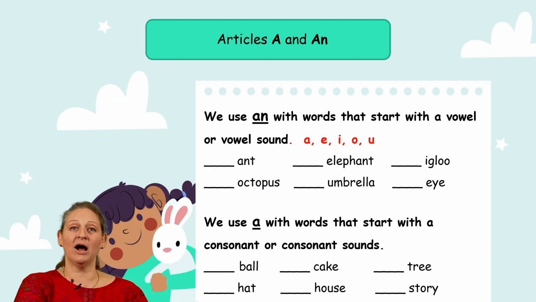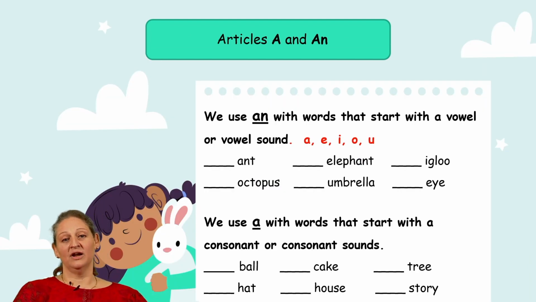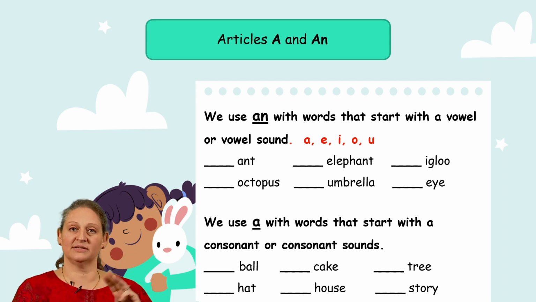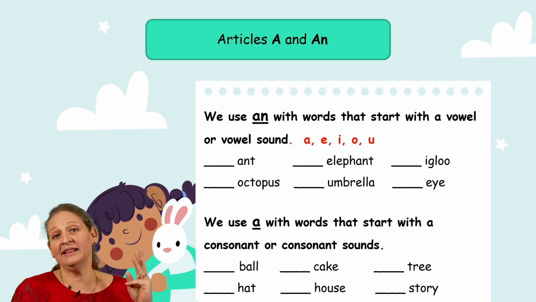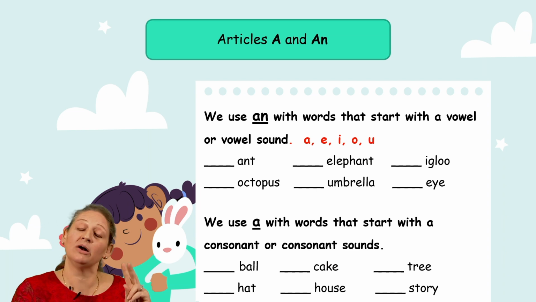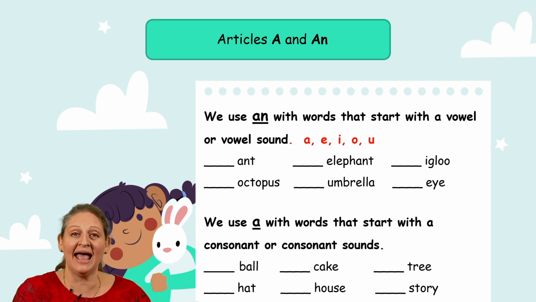Now let's talk about articles. You know, there are three articles: A, AN and THE. But today we're going to talk about two of the articles, A and AN. So how many articles are there? Did you listen closely?